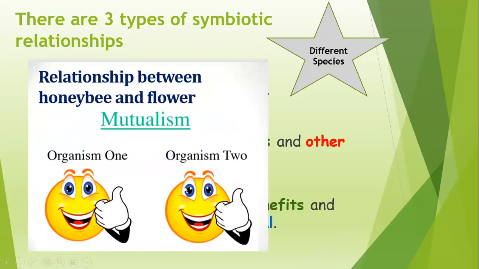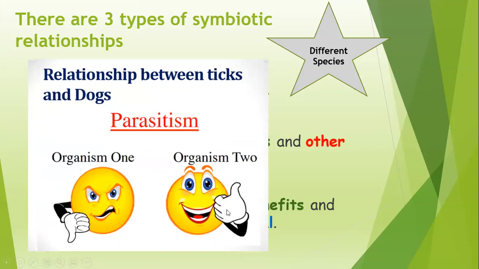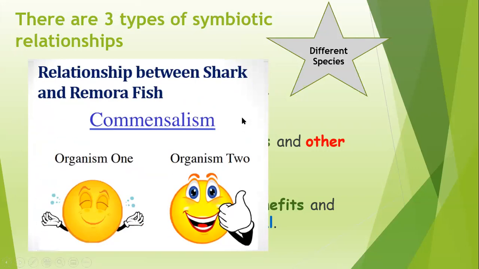Now let us go to this picture here. Again, mutualism: organism 1 is happy, organism 2 is also very happy, like the example of the honeybee and the flower. Relationship between ticks and dog: one is very happy, the other one is not happy because it is getting harmed. And the third symbiotic relationship type is commensalism. One is very happy, the other one does not care. The other one is unaffected, it is neutral.